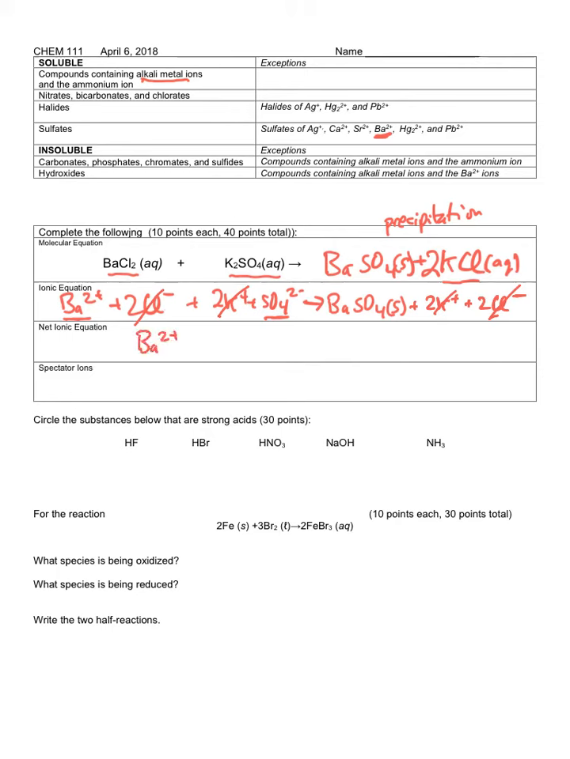This is that barium 2 plus and sulfate 2 minus react to make barium sulfate. This is solid. That is our net ionic equation, showing only those things that change from one side of the equation to the other, from the reactant side to the products. Those things that don't change are what we call the spectator ions. And so that's the potassium ion and the chloride ion. Those are the spectator ions.